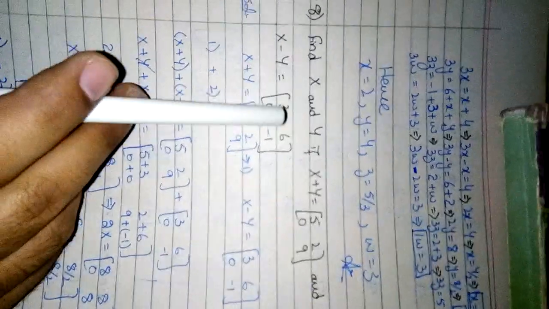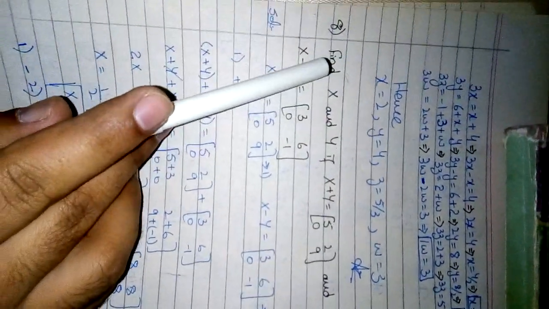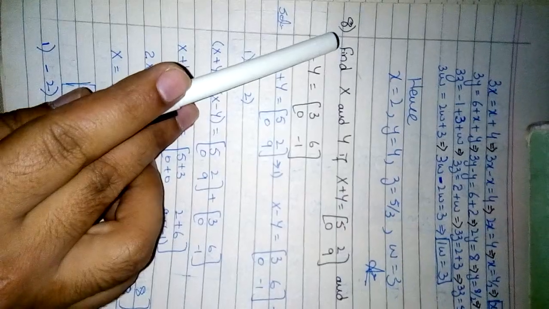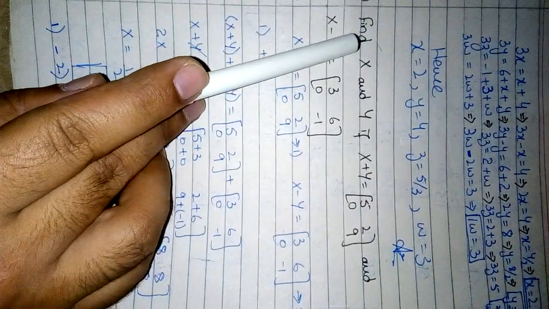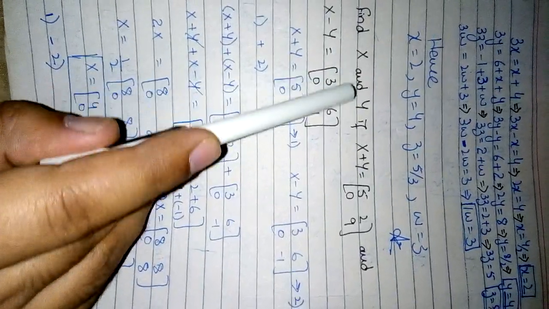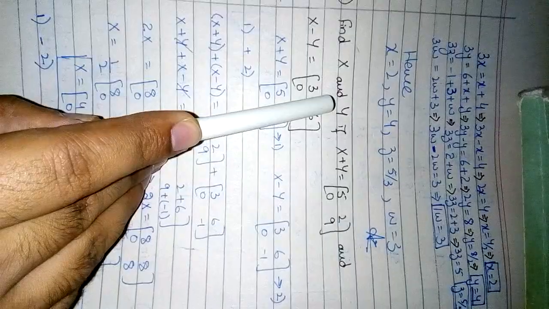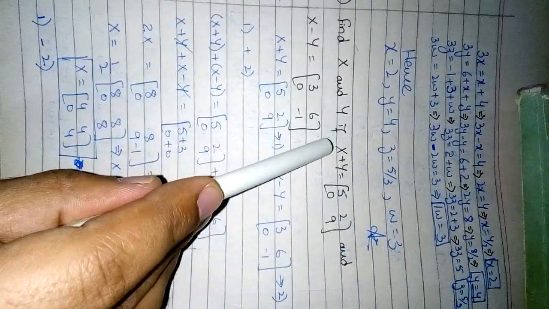In today's last topic, or question, is question number 8. In the question, the examiner is saying find x and y. You have to find out the value of x and y. The values will be in matrix form.